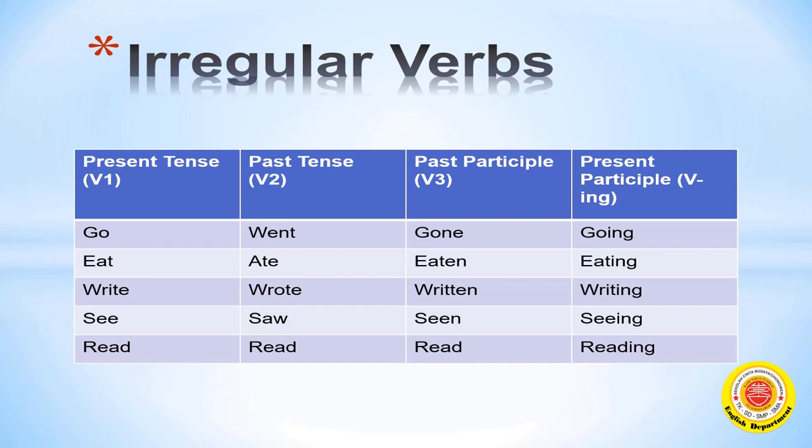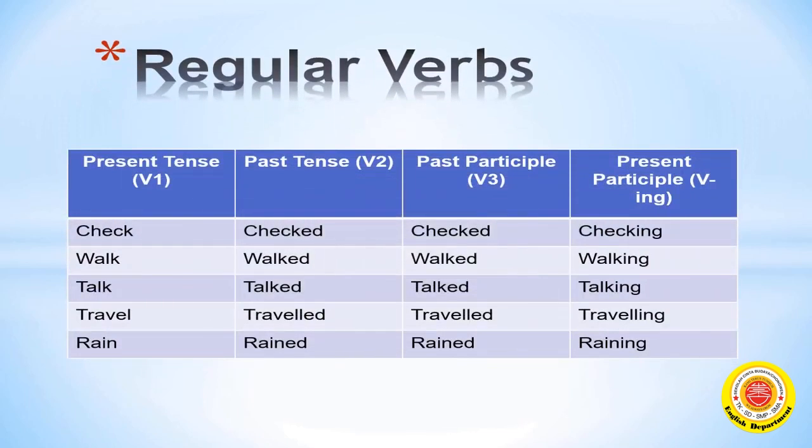Ingat, bentuk verb 2 di sini, past tense-nya dan past participle verb 3 di sini, nadanya berubah atau kata kerjanya berubah. Itulah yang dinamakan irregular verbs. Regular verbs. In this table, the past tense and past participle of the verbs both end in ed. They are called regular verbs.